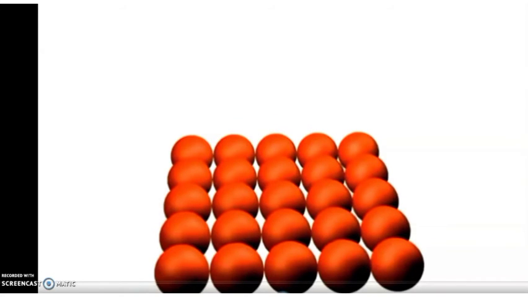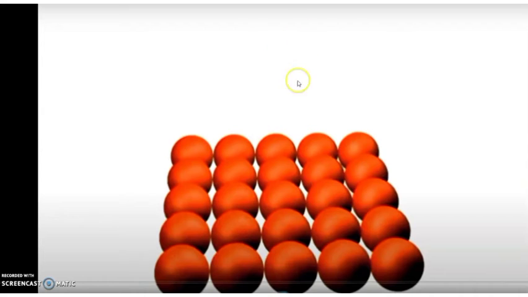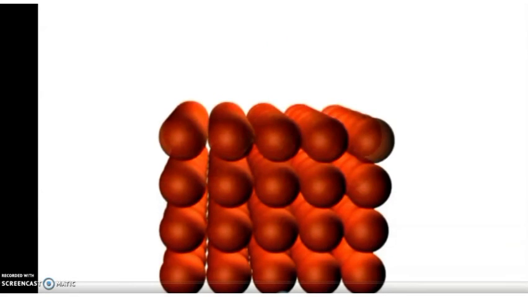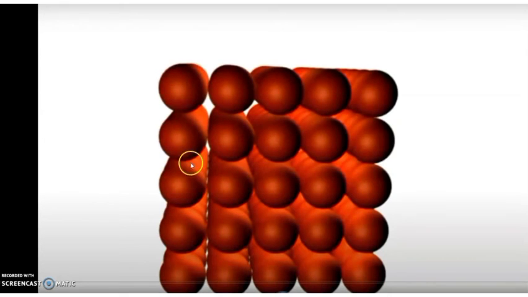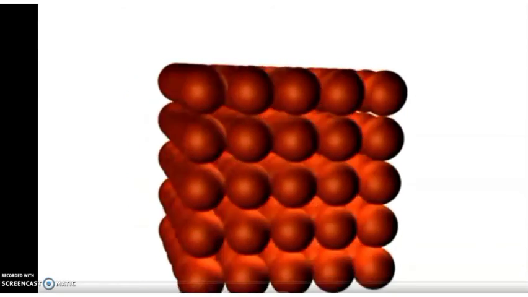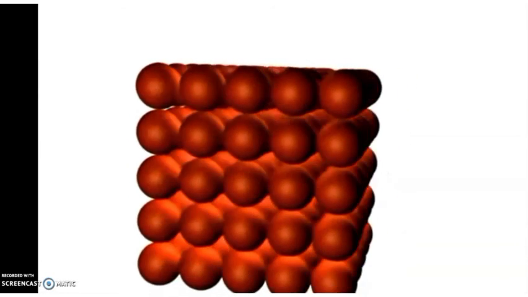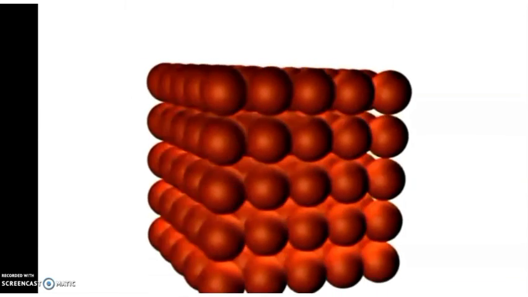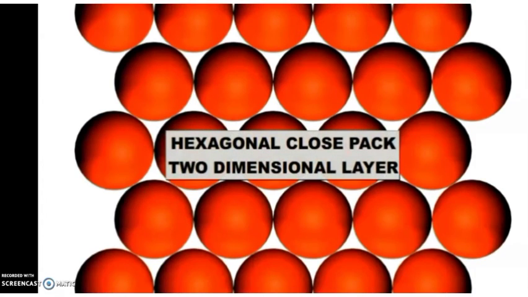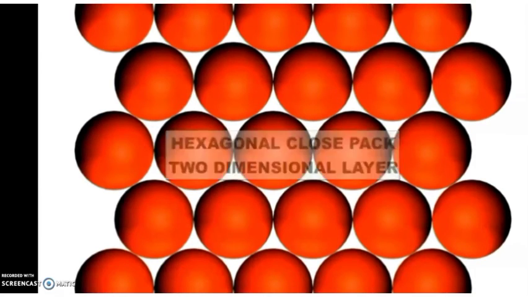So we have seen the two-dimensional packing. Now we'll see the three-dimensional packing. Here we can see already the two-dimensional packing. We can arrange layers like this. So only one type of atoms or one type of layers is there. So it is known as AAA type.